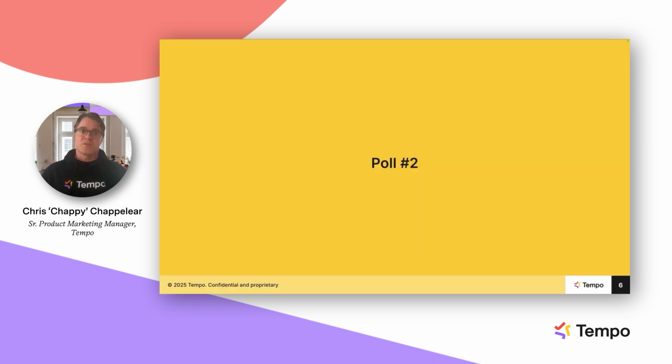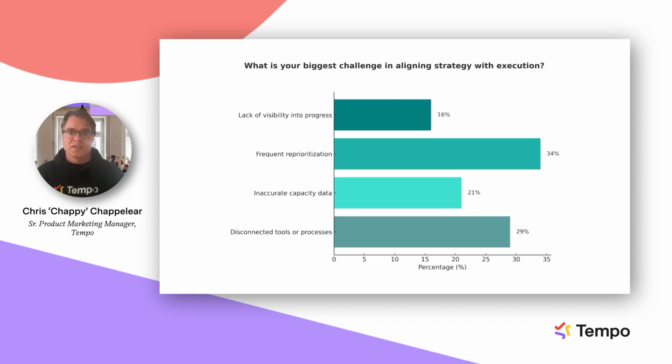Before we get into the content, I want to launch one more poll question. What is your biggest challenge in aligning strategy with execution today? Is it lack of visibility in the progress, frequent reprioritization, inaccurate capacity data, or disconnected tools or processes? Going to end the poll. As you can see, pretty much across the board, almost even on all these. So this is great because the solutions that we're going to show in the program collection can address all of these challenges and even solve some of them. Thank you so much again for your participation.